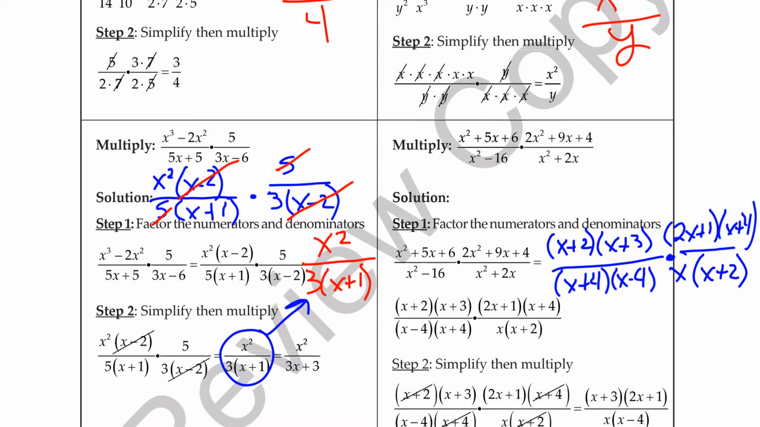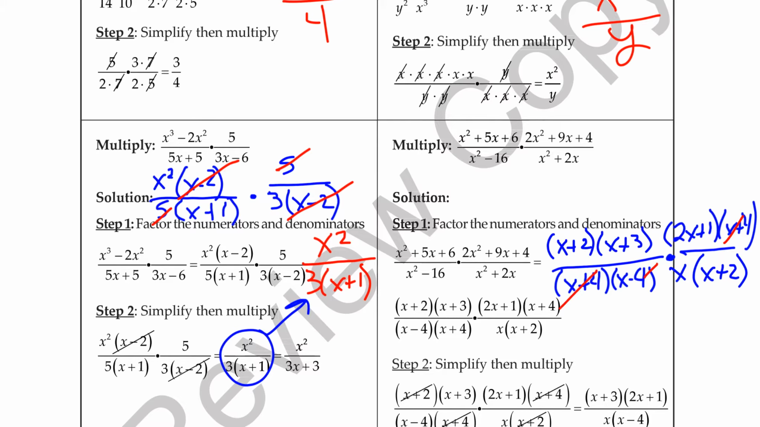All right, and then, like I said, we're going to look for any common factors either vertically or diagonally. It looks like we've got an x plus 4 here that we can cancel.